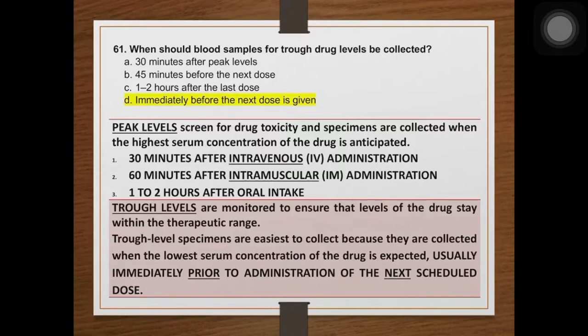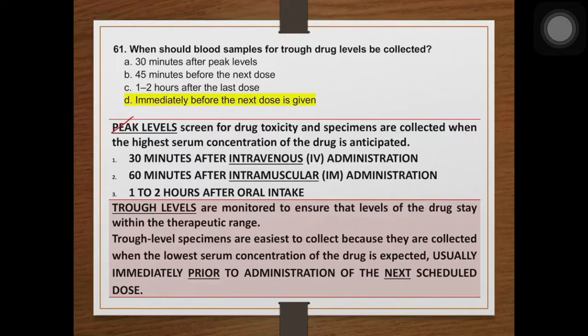Una po, we have yung peak. Kailan po kinokollect yung sample for determination of peak levels? Depende sa mode of administration. Kapag IV administration, 30 minutes after giving the drug intravenously, 60 minutes after giving the drug intramuscularly, or 1 to 2 hours after oral intake.